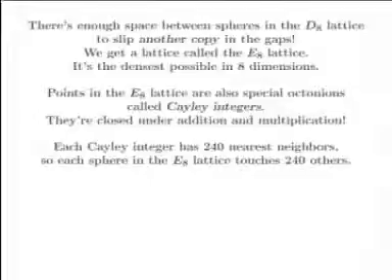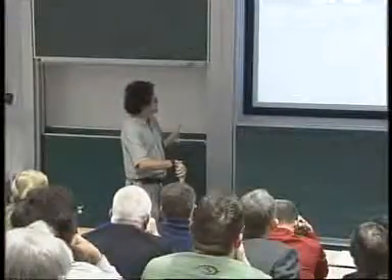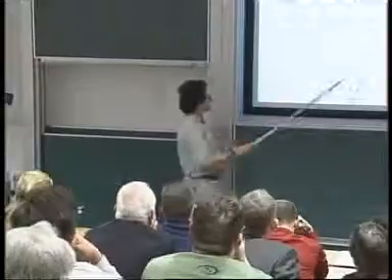And those are certain special octonions called the Cayley integers. And they're closed under addition and multiplication, as we've seen before. And now it's so high dimensional, it's much harder to visualize, but each one has 240 nearest neighbors. And if you look at my webpage, you can see the coordinates for them. They're a nice pattern. It's not as bad as it sounds.